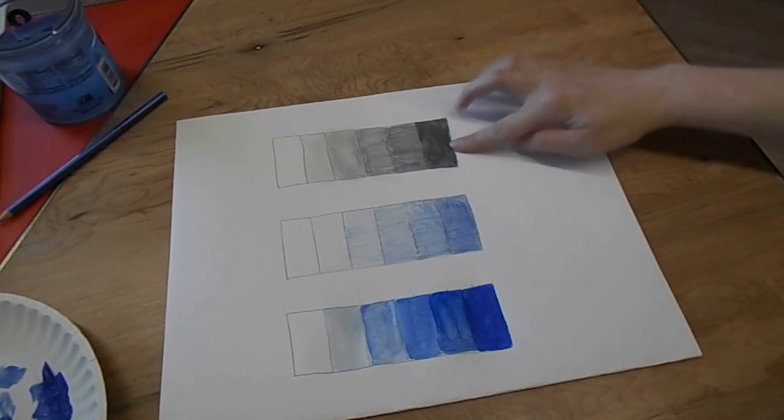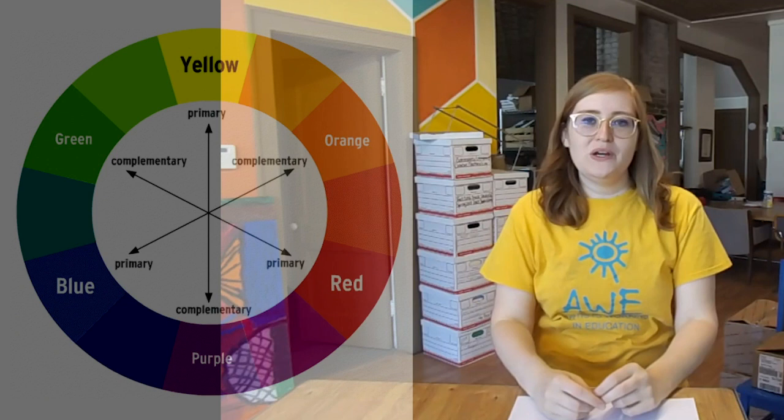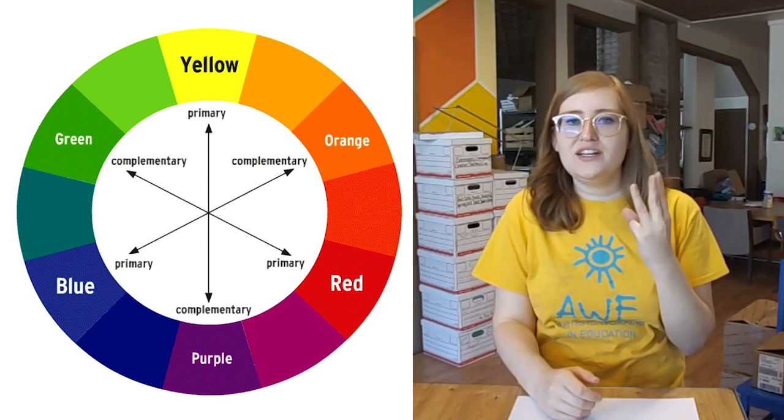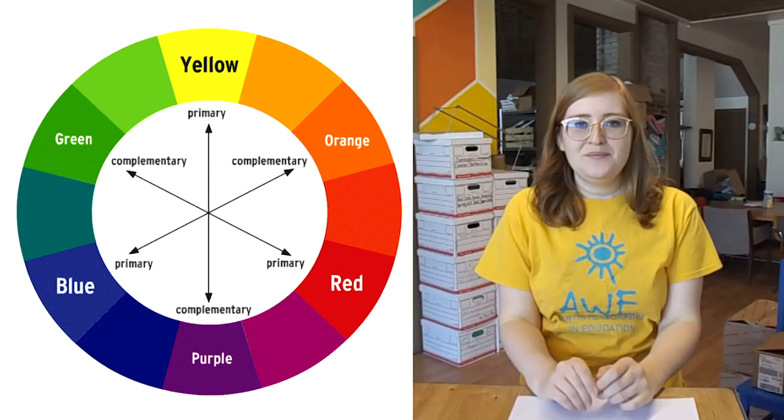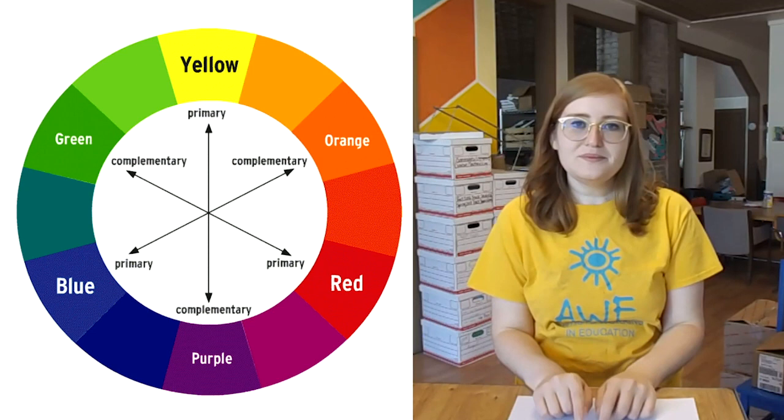For our next project, we are going to talk about the color wheel. A fun fact about colors is that there are only three true colors. They're called the primary colors. All other colors on the color wheel are a mixture of those three colors. Do you know which three colors those are? If not, you can take a guess and name three colors. Those colors are red, blue, and yellow.